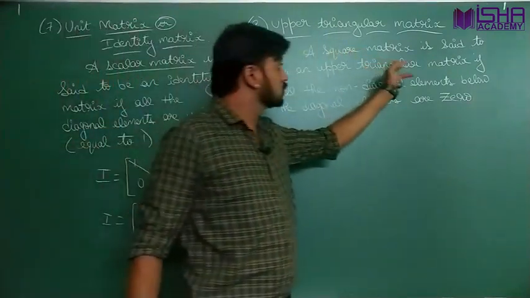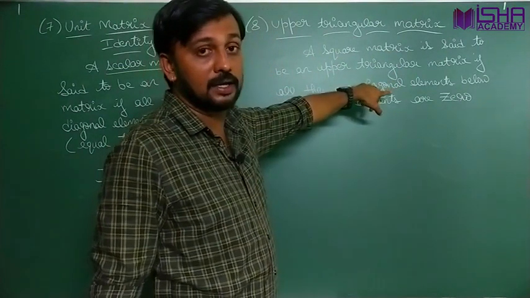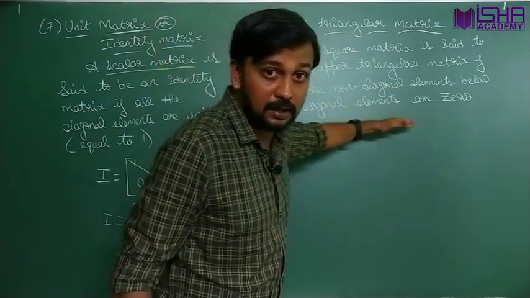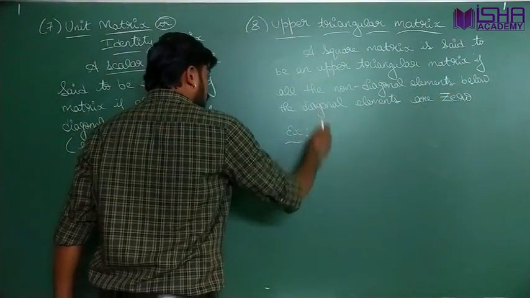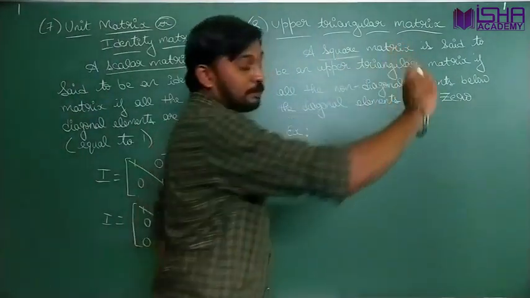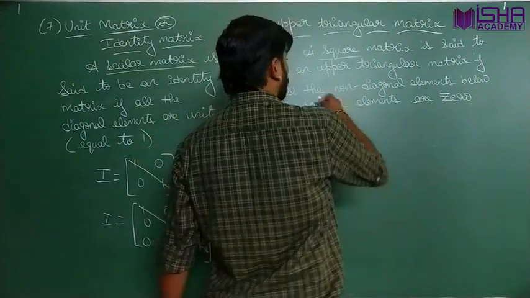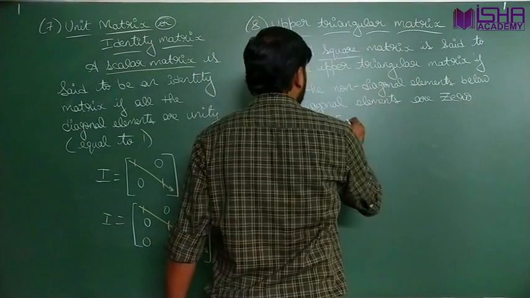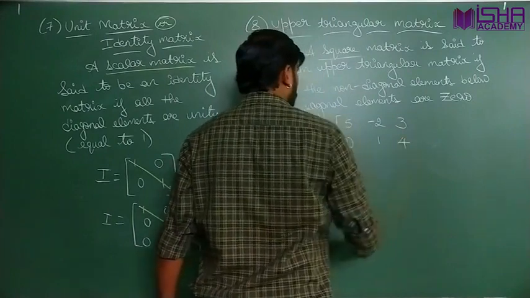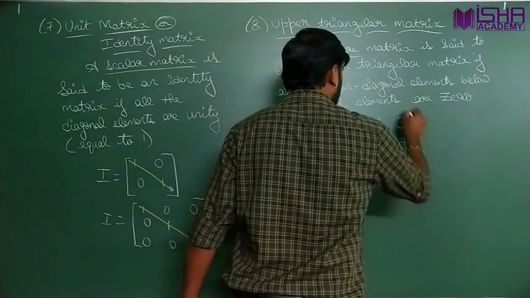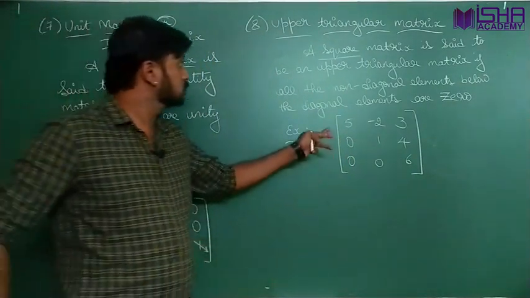A square matrix is said to be an upper triangular matrix if all the non-diagonal elements below the principal diagonal elements are 0. I will give an example, you will understand, it is simple. First of all, it should be a square matrix. The number of rows should be equal to the number of columns. So if all the non-diagonal elements below the diagonal elements are 0, like 4, minus 1, 3, 0, this is an upper triangular matrix.